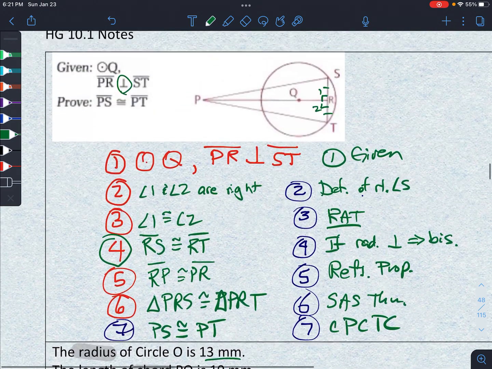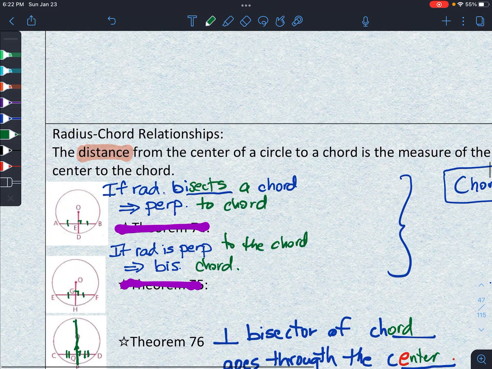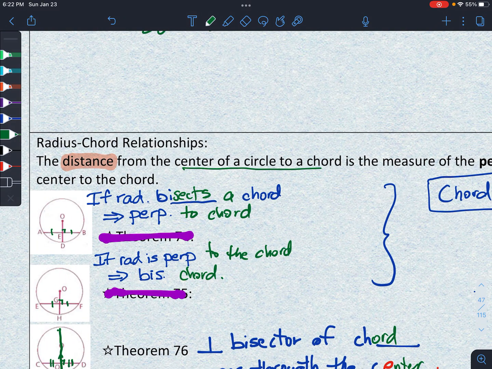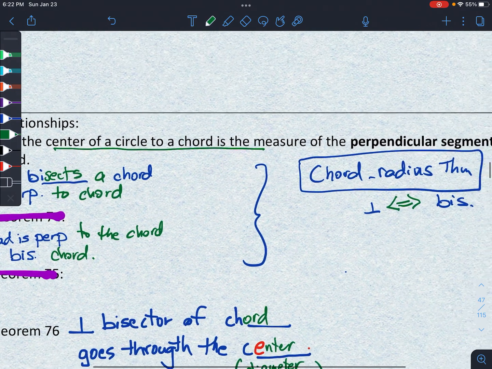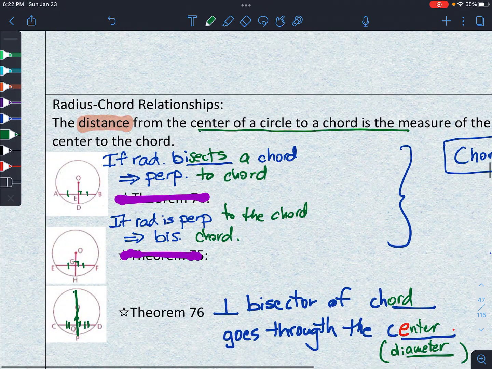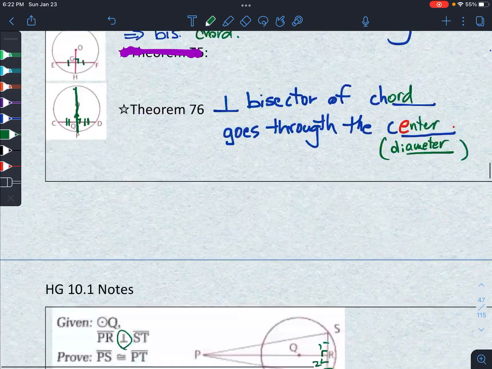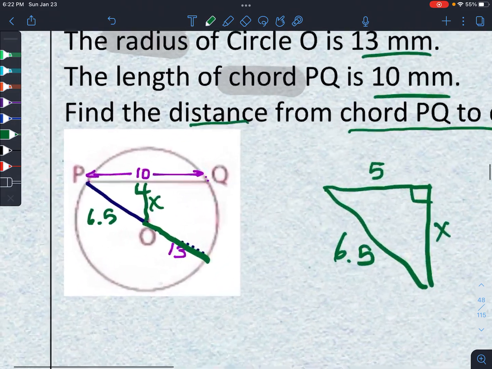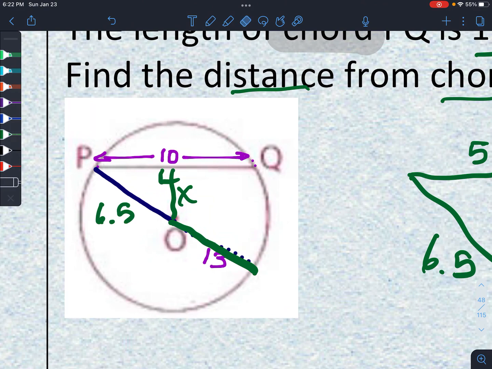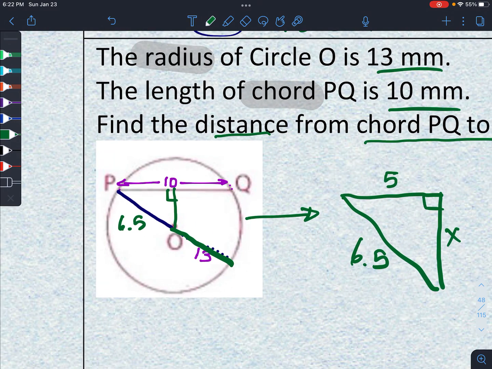I forgot to go through that. That was a little note back up here, which I kind of ran right over. The distance from the center of a circle to a chord is the measure of the perpendicular segment from the center to the chord. Suffice to say that if I want to measure the distance of this chord, PQ, to the center, I'm not going to measure this, or this, or this. I'm going to measure this line here, which is the perpendicular. Okay? So that's why we were going for this particular distance, and that's why we create that particular triangle.